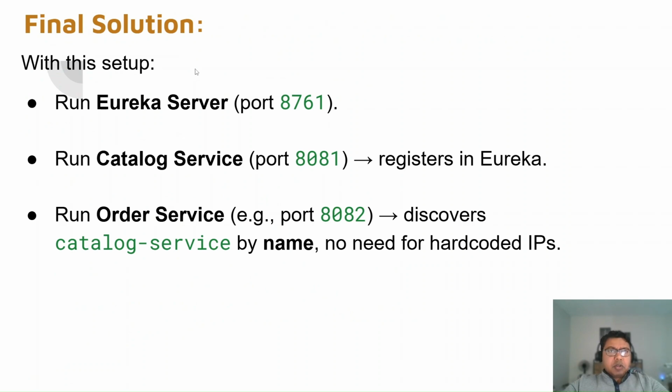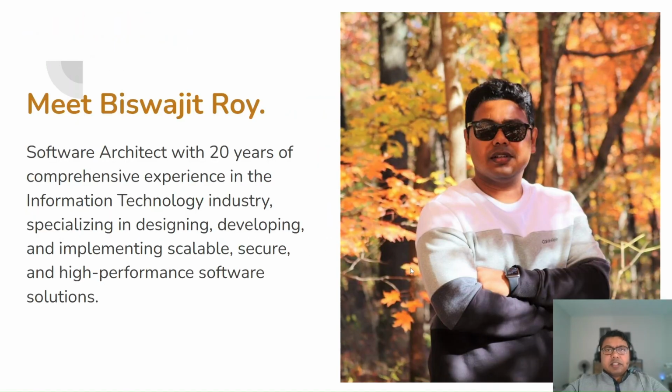So the final solution with this setup runs the Eureka server on 8761, the catalog service on 8081, which registers itself with Eureka, and then the order service, which discovers the catalog service by name and invokes it. So this is it for today.